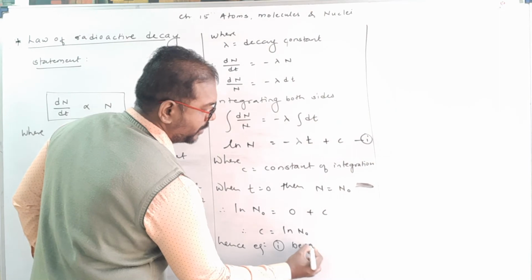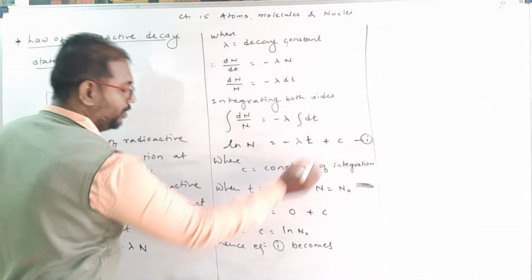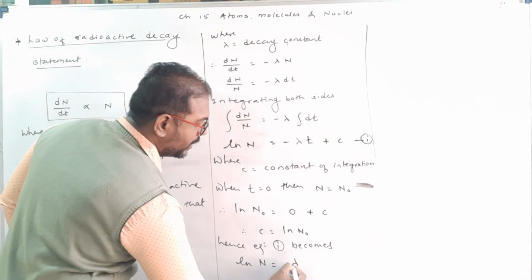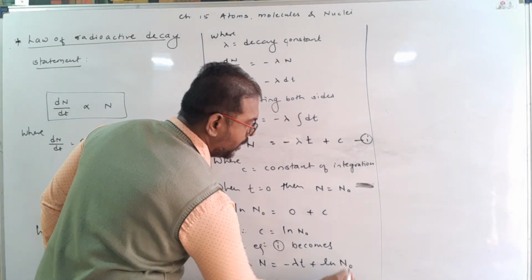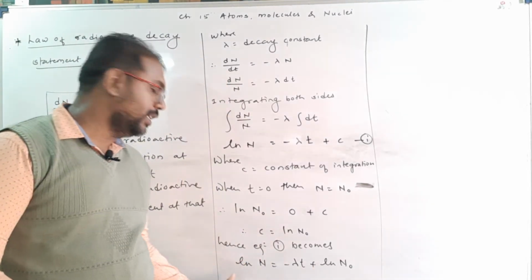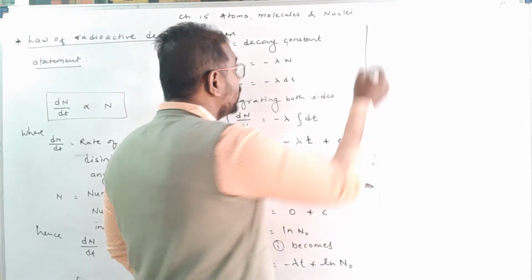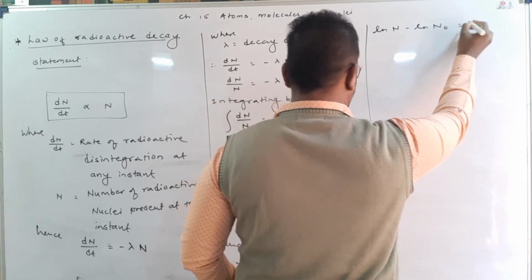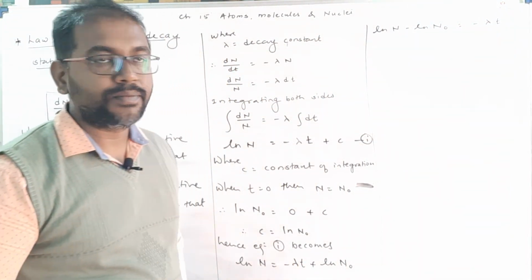Equation 1 becomes, by substituting the value of c, log of n is equal to minus lambda t plus log of n0. This log n0 we can transfer to this side. Here it is plus, to this side it is minus. So log n minus log n0 is equal to minus lambda t. So this formula we get.